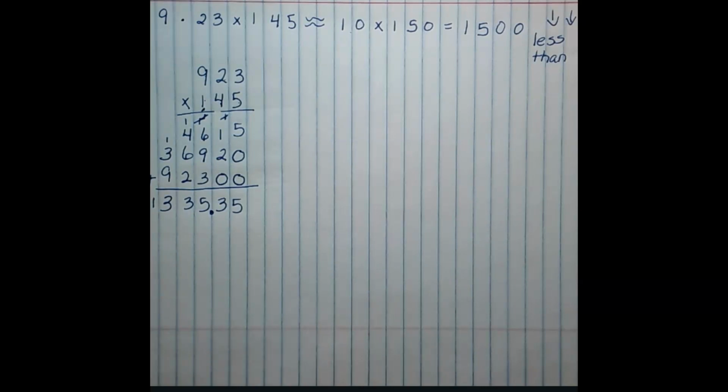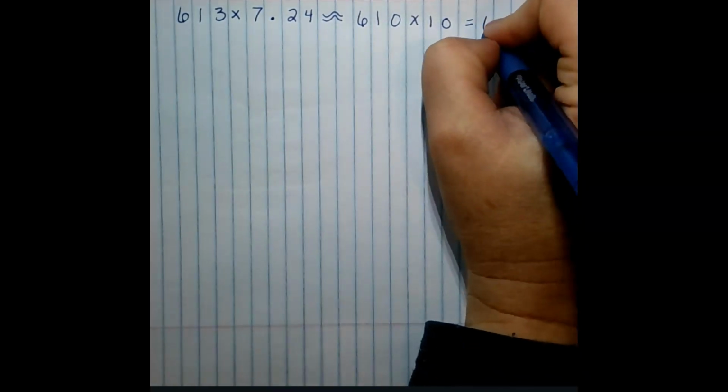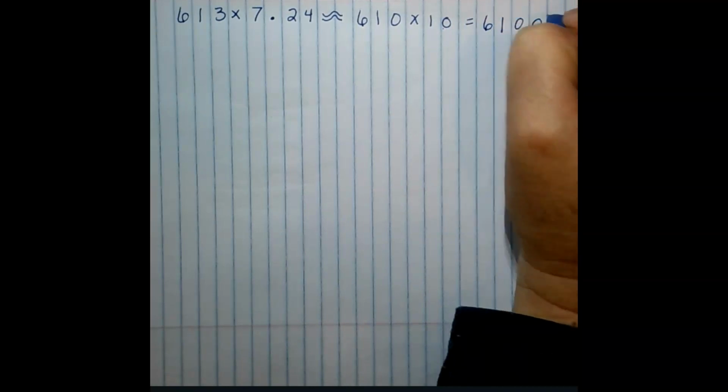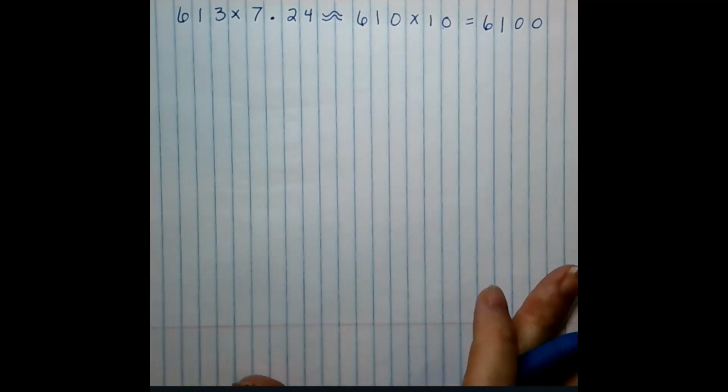Let's try one together. 613 times 7 24/100. Pause and estimate using rounding, and then come back to check your answer. 613 is closest to 610 when rounding to your tens. 7 24/100 is closest to 10. Then multiplying together, 1 times 6 is 6, 1 times 1 is 1, and there are 2 zeros in our problem. So we're putting 2 zeros behind the 61.